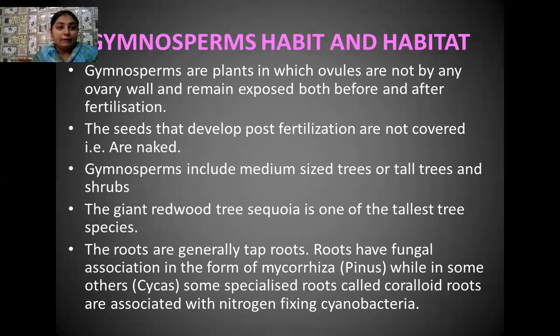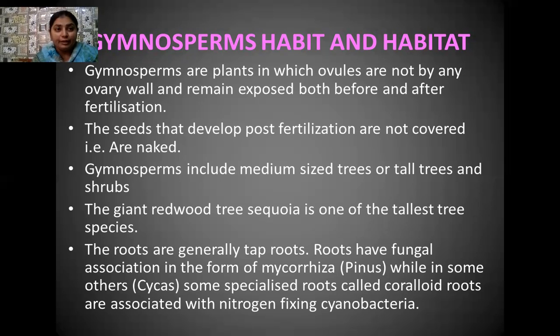So the taproot system is a general character of all terrestrial plants, and these trees also have a taproot system. And one very important thing about the roots is that they have fungal association in the form of mycorrhiza. It is a kind of symbiotic association in which the fungal hyphae cover the roots of these trees, and both of them live symbiotically.